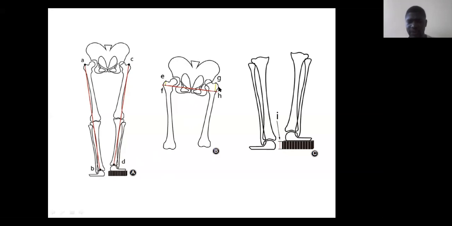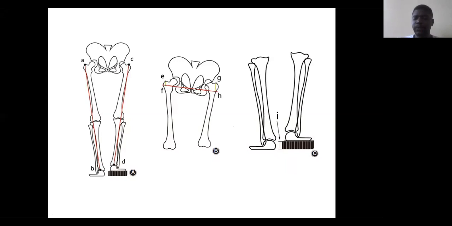Then some patients may not have any of these discrepancies, but the patient feels that one of their limbs is short, and it could be either due to the hip changes or they're now developing lumbar pelvic changes, which gives them an apparent leg length discrepancy. So you might measure that functional leg length using blocks as shown in diagram C.